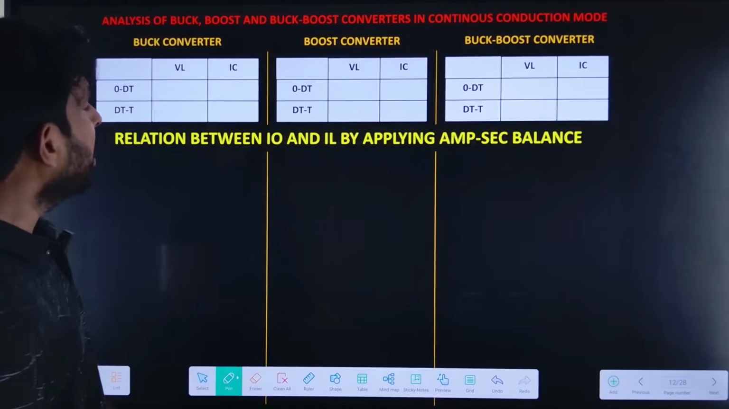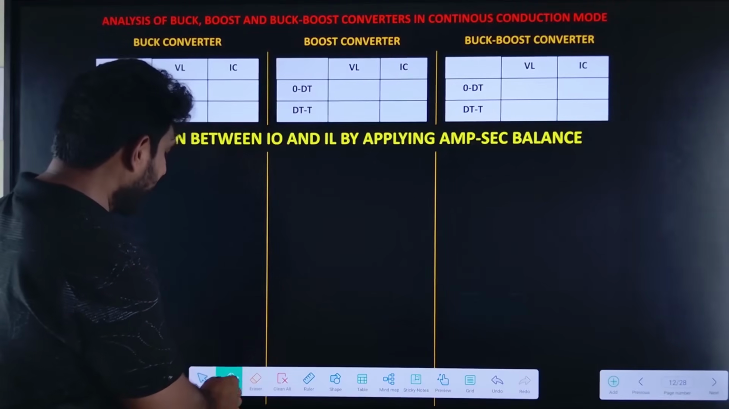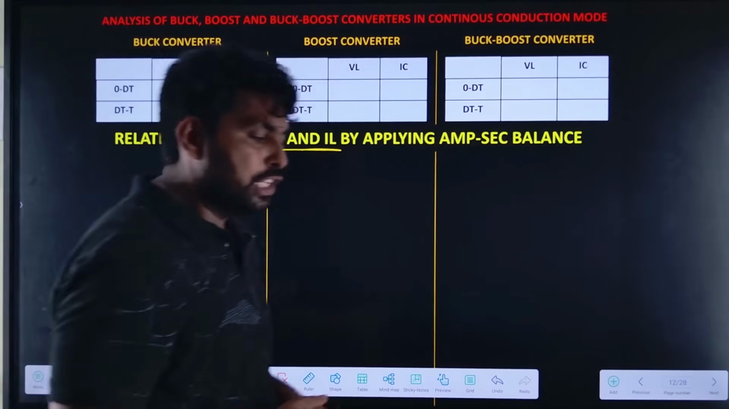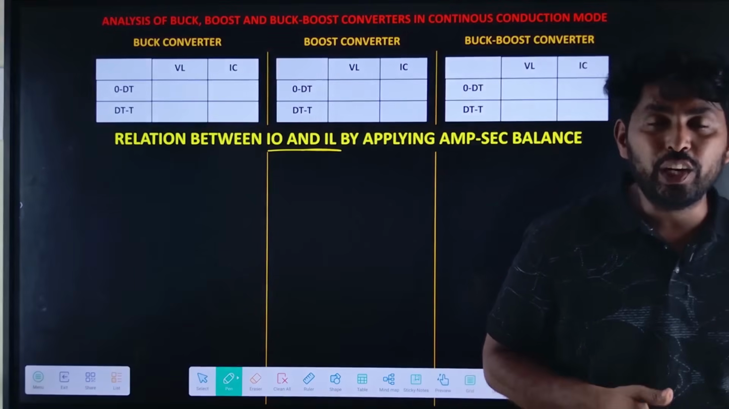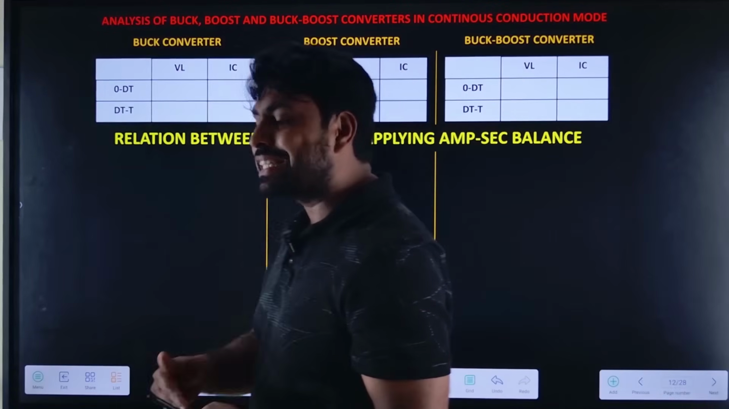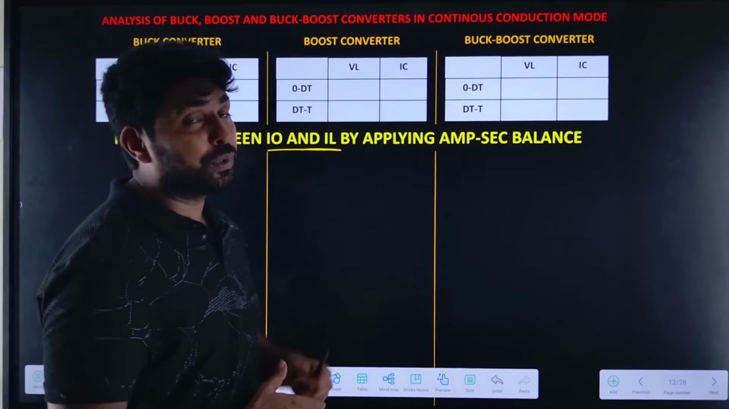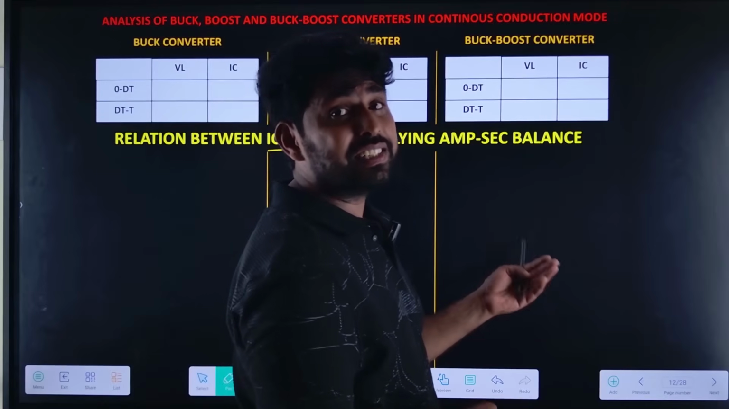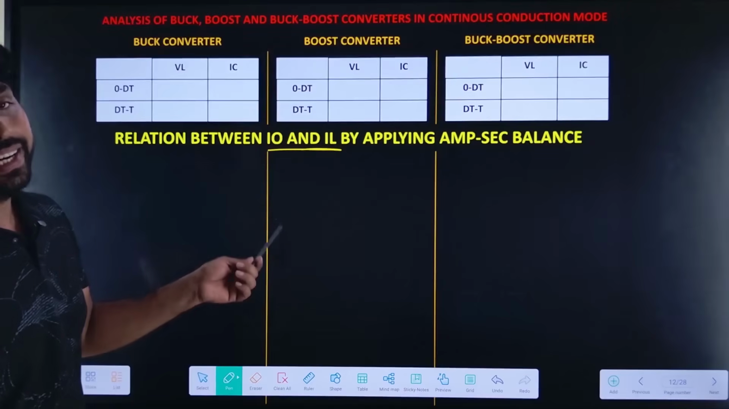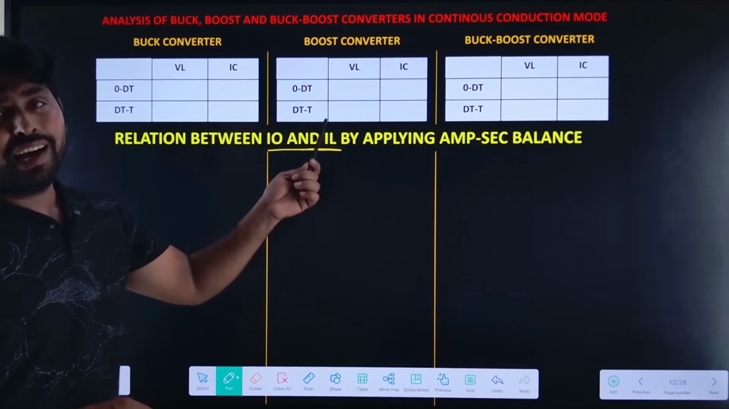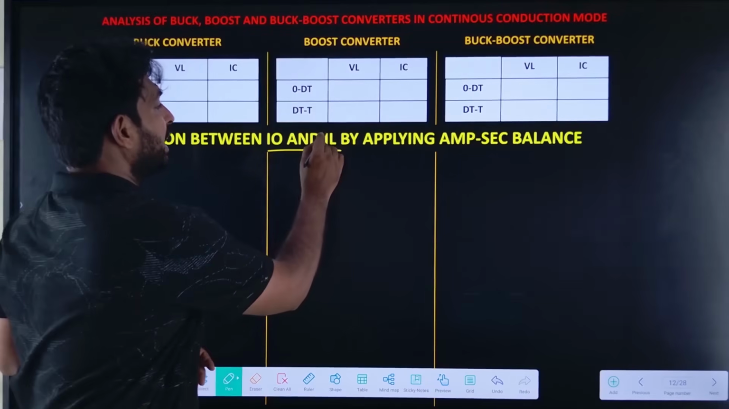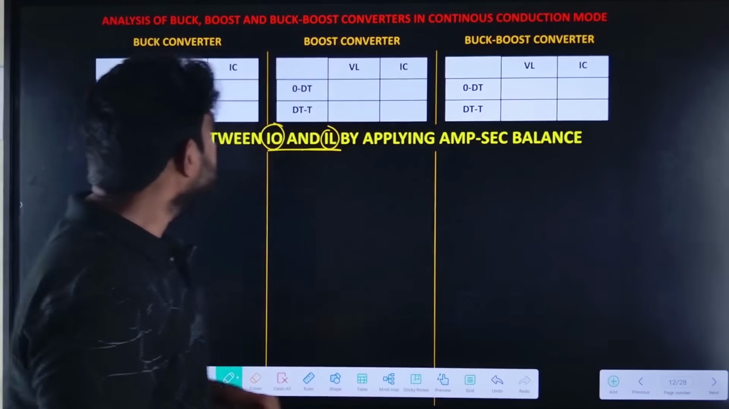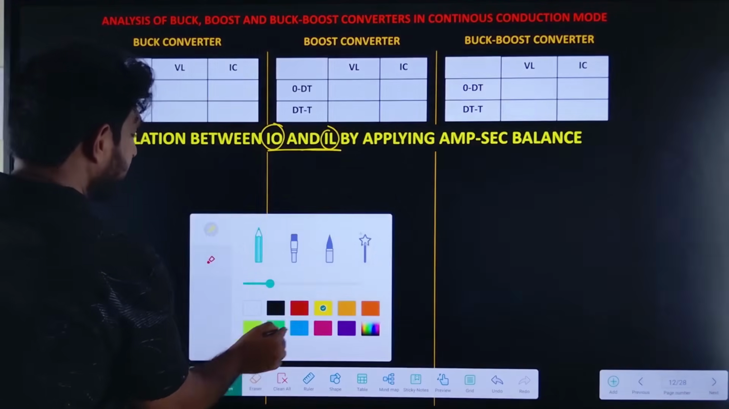Now let us find the relation between I0 and IL, where I0 is the steady state output current and IL is the average inductor current. So we need to find the relation between the two. So how can we find it? Again, let me fill in this step.